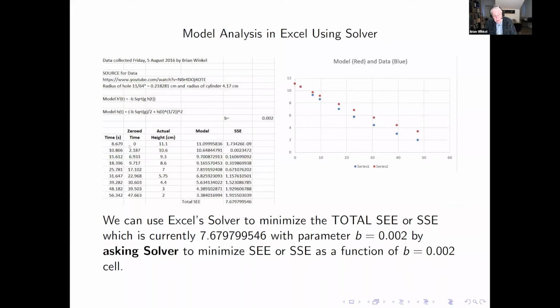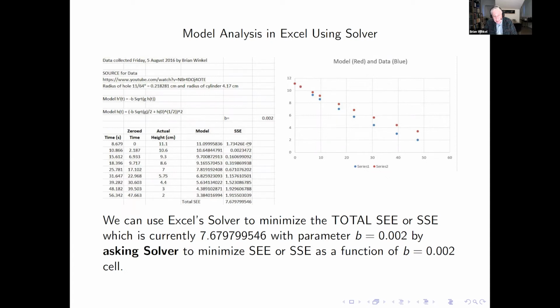So 8.679 seconds according to the clock on the video. I'm going to call that time 0. This one is 2.187 seconds later, etc. And here is the timed observations that we got. With this parameter, b is 0.002, kind of arbitrarily picked, but you can play with it a little bit to get reasonable numbers. This is what our model says, and this is what the actual height is.